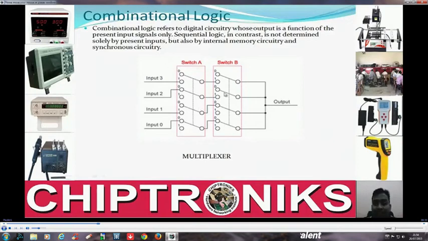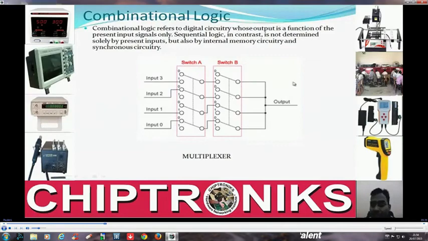What exactly does a combinational circuit mean? The output depends only on its input. It doesn't depend on its previous state. It just depends on its input. And this diagram is an example of a multiplexer. What exactly will this multiplexer do? It will output one input out of these four according to the conditions. So this is a multiplexer, a kind of combinational logic.